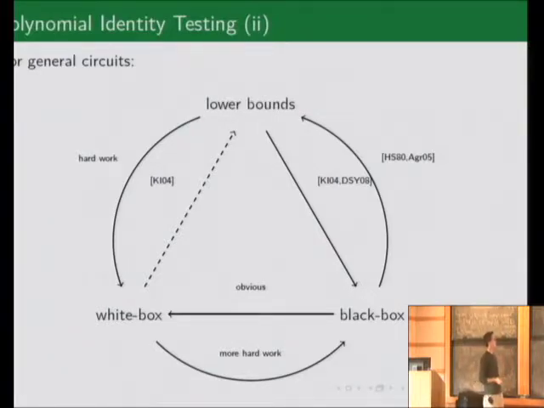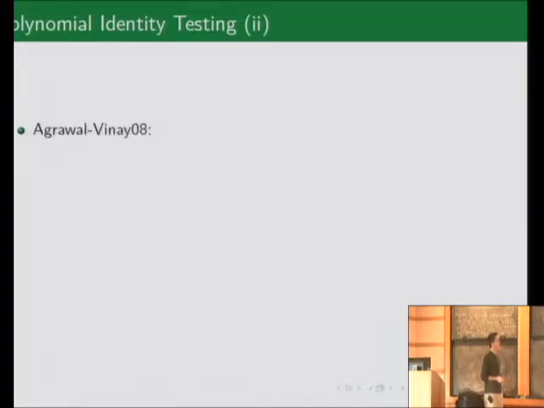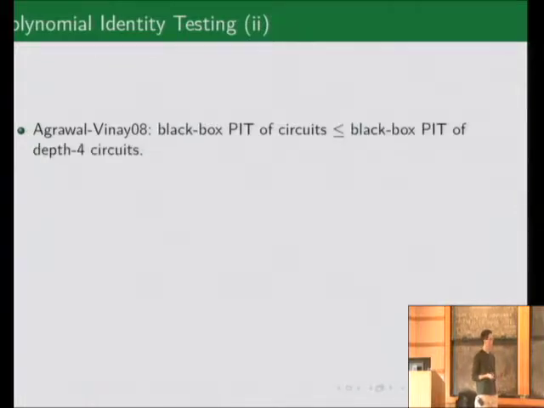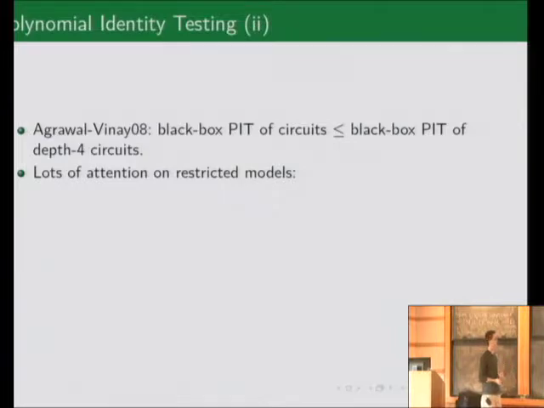OK, so this is polynomial identity testing, and there's obviously a lot of prior work. Agrawal-Vinay showed that black box PIT of circuits can be reduced to the depth 4 case. Basically this is saying that the depth 4 case is potentially very difficult. So maybe we should try smaller restricted classes. Consequently, there's a lot of attention on these restricted classes.